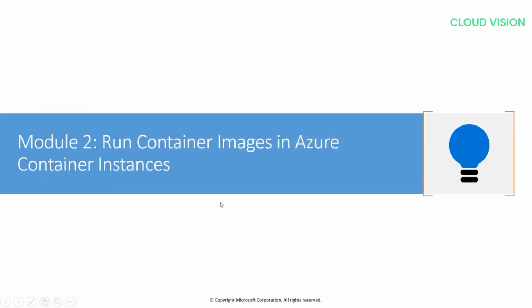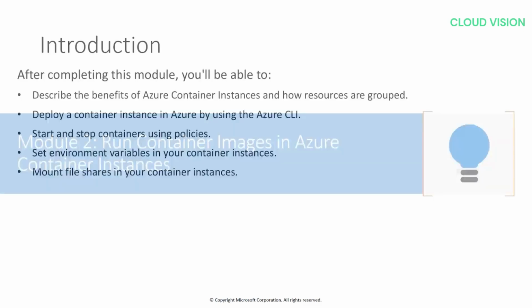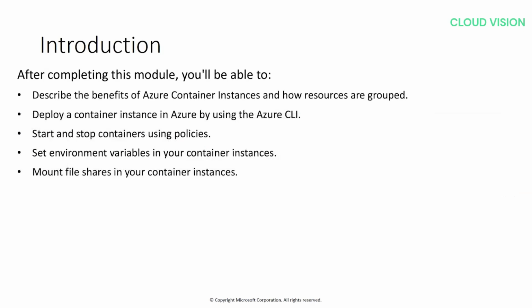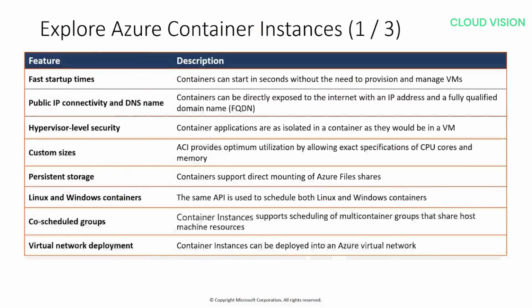I would like to talk about the next few things that are coming into your way. That is called run container images in Azure Container Instances. One of the examples I've just shown to you, how to do that, right? So after completing this topic, you'll come to know what the container instances are, how to work with them, how to deploy a container instance by using a portal, which I've just shown to you, work with a CLI, how to start and stop the container using policies, environment variables, sharing a mountable drive. So all these things which we will be talking about are on the way.